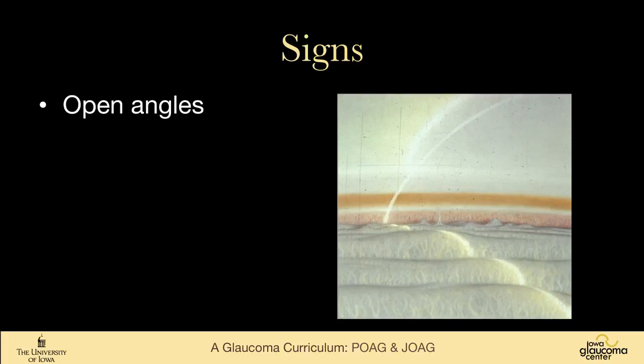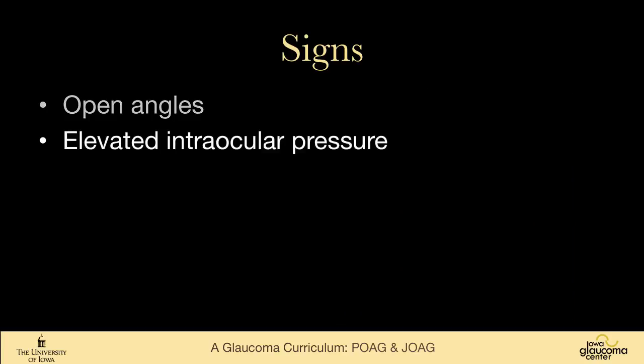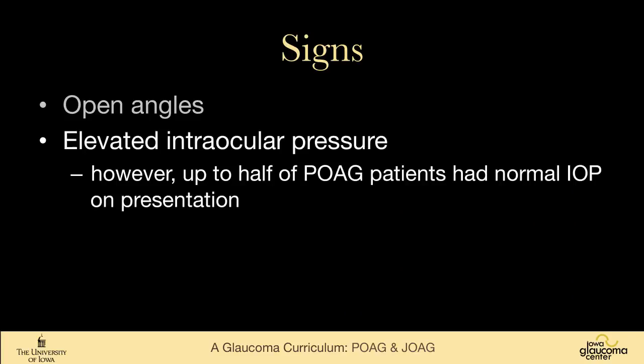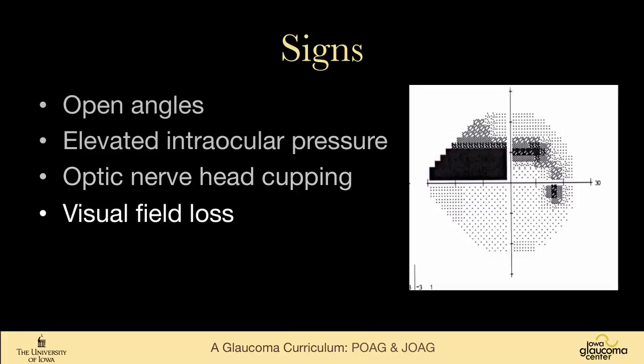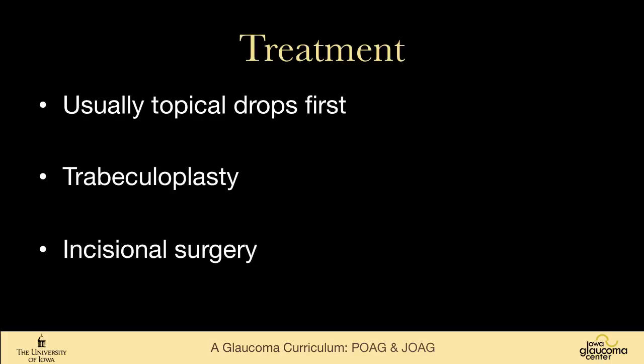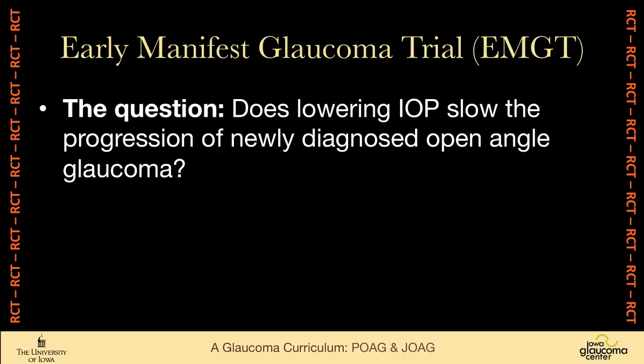The angles are open, hence the name, primary open-angle glaucoma. Elevated intraocular pressures. However, up to half of people who ultimately are found to have high-pressure glaucoma, primary open-angle glaucoma, had normal pressures on presentation. They have optic nerve head cupping, like everybody who has glaucoma, and visual field loss. Typically treated with drops, and there's a whole section on drops and medical management, followed by trabeculoplasty, followed by incisional surgery.